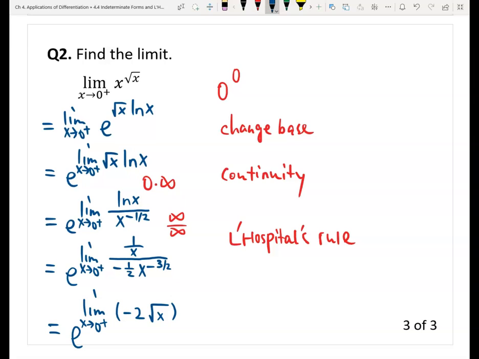And then we can directly substitute, right? See, plug in 0, so this is 0. And so the new power, the exponent, goes to 0. Okay, so the answer is e to the 0, which is 1. We finally get it, after going through some steps. Okay, so this is the answer.